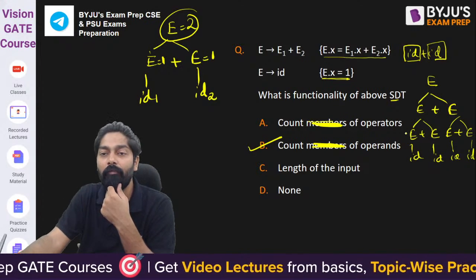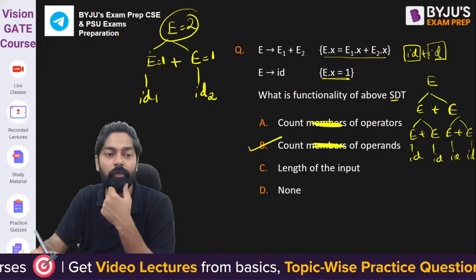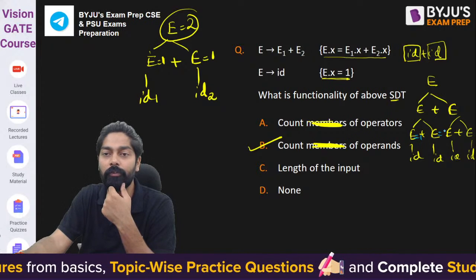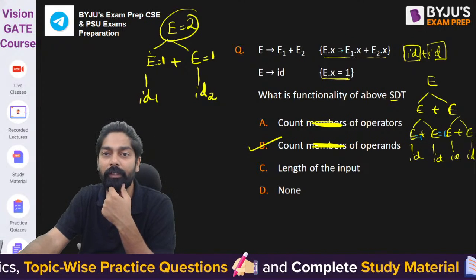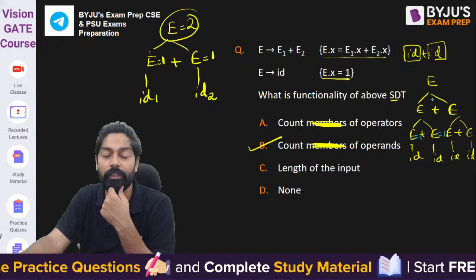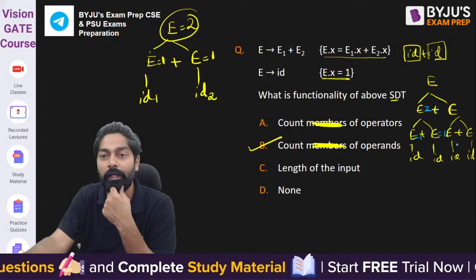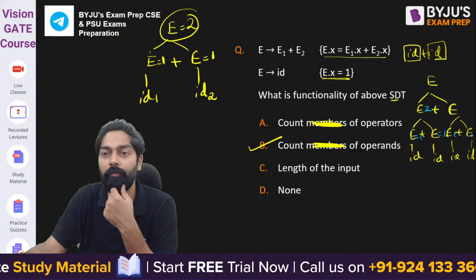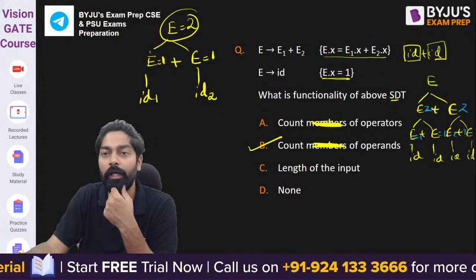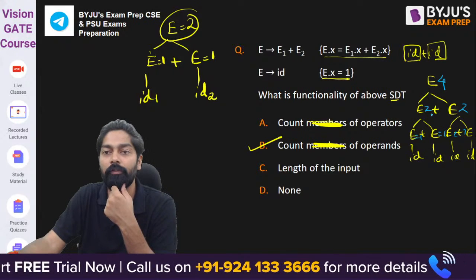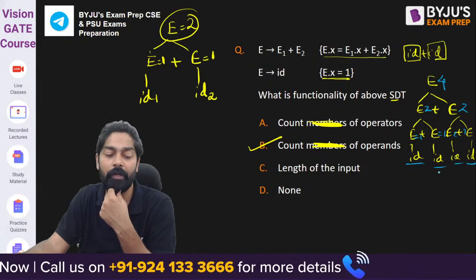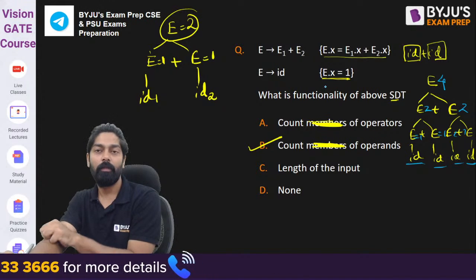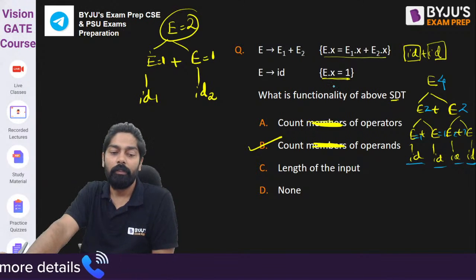Now if you see clearly, what will you get here? E value is 1. Let me change the color for you. E goes to id, so this is 1. This is also 1. So 1 plus 1, because e1 dot x plus e2 dot x, you will get here 2. Here also you will get 1 and 1, so 2. And 2 plus 2, what will you get? 4 here. So how many operands do we have? 1, 2, 3, 4 operands. So it will give the number of operands. Is that clear?